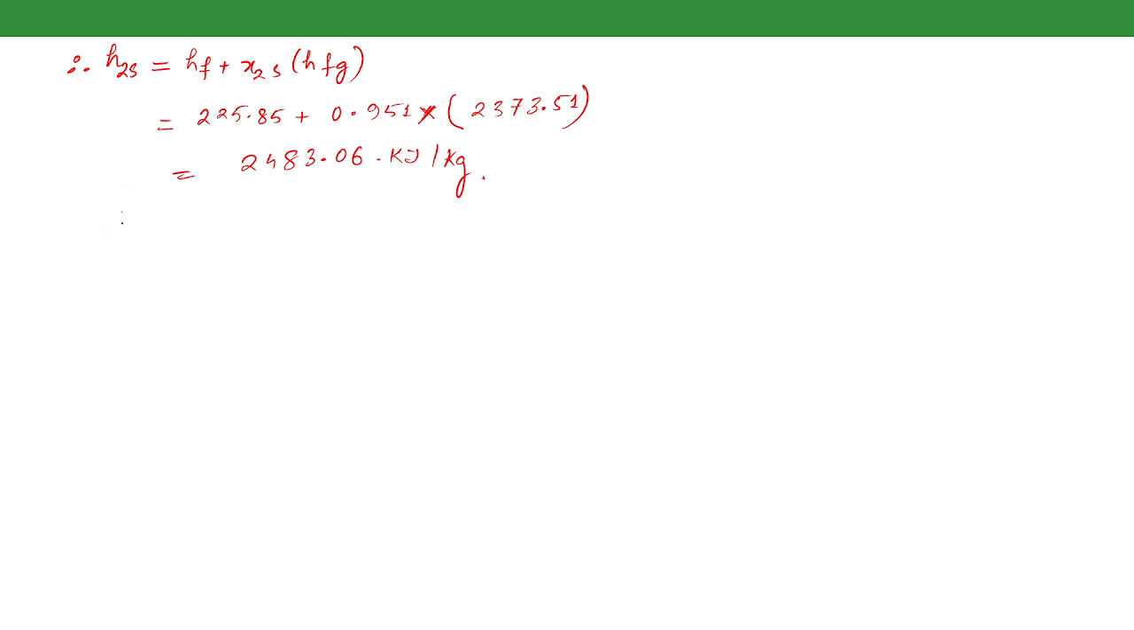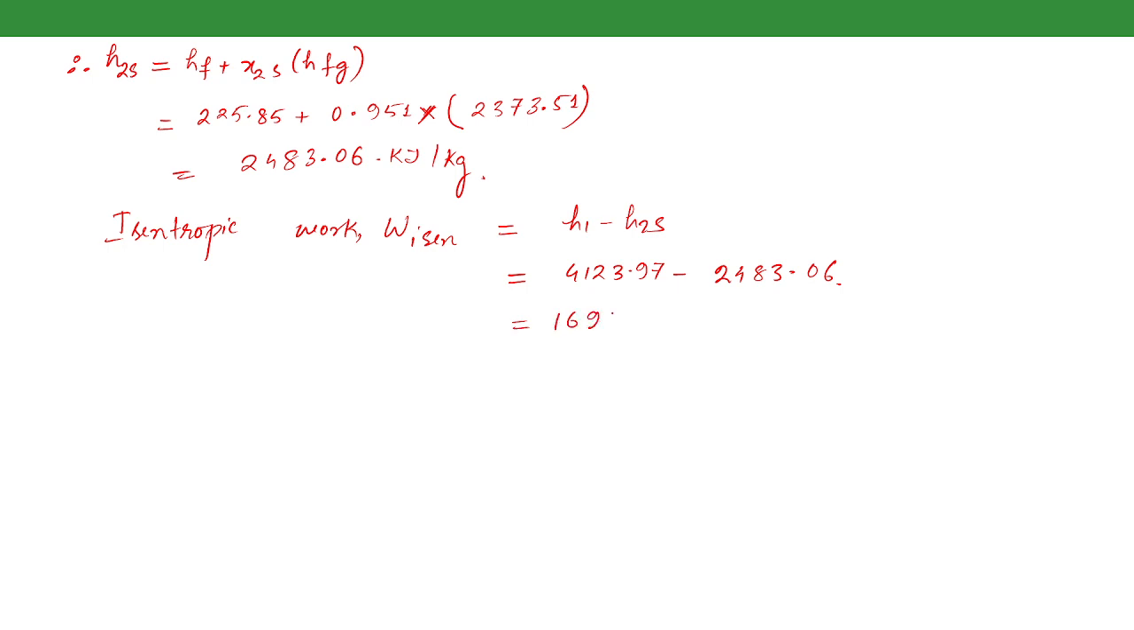Now isentropic work, W isentropic, is H1 minus H2s. So this is basically specific work, in kilojoule per kg. So 4123.97 minus 2483.06. This value comes out to be 1640.91 kilojoule per kg.